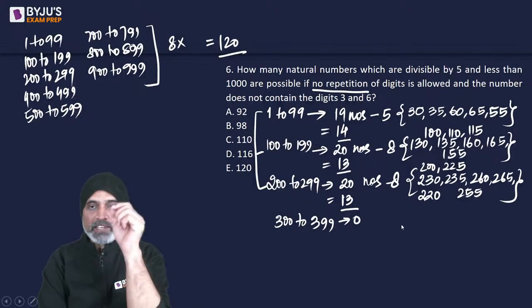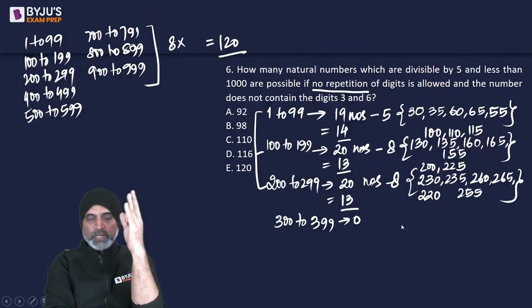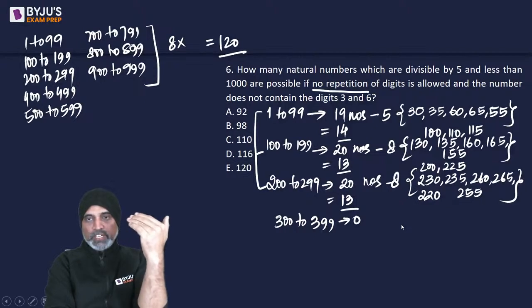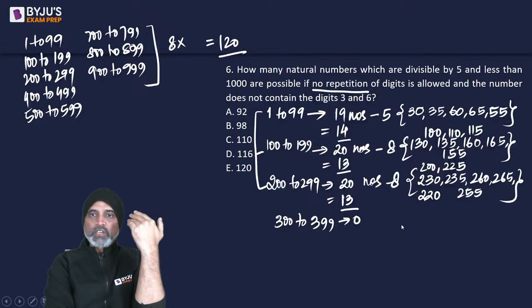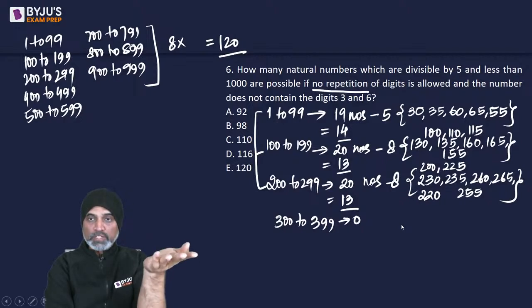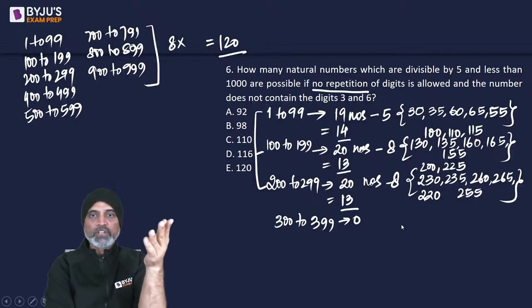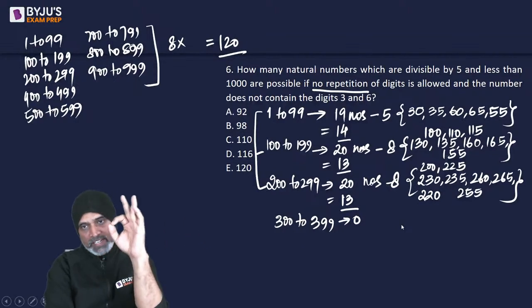So yahi dikkat aayega if we are going to miss anything. 100, 105, no problem. 110, there is a problem. 115, there will be a problem. 120, no problem. 125, no problem. 130 is a problem. 135 is a problem. 140, no problem. 145, no problem. 150, no problem. 155 is a problem. 160 is a problem. 165 is a problem. 170, 175, 180, 185, 190, 195. So there are 20 numbers out of which we can't take 8.